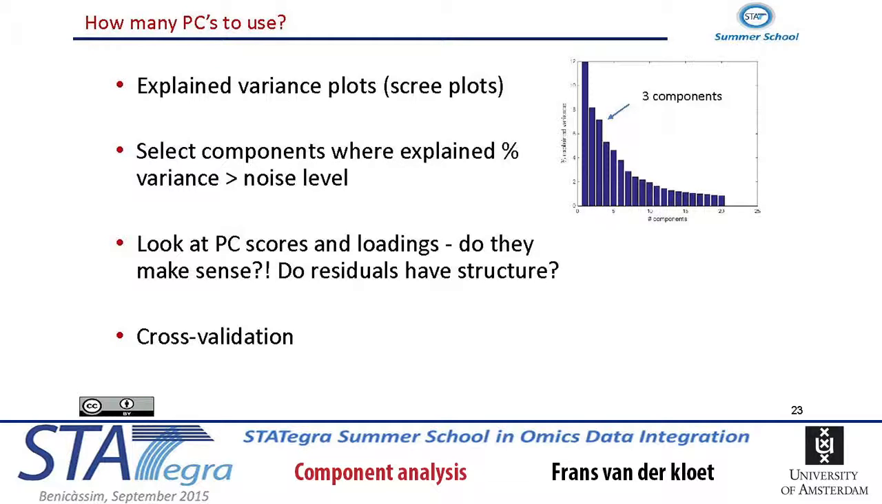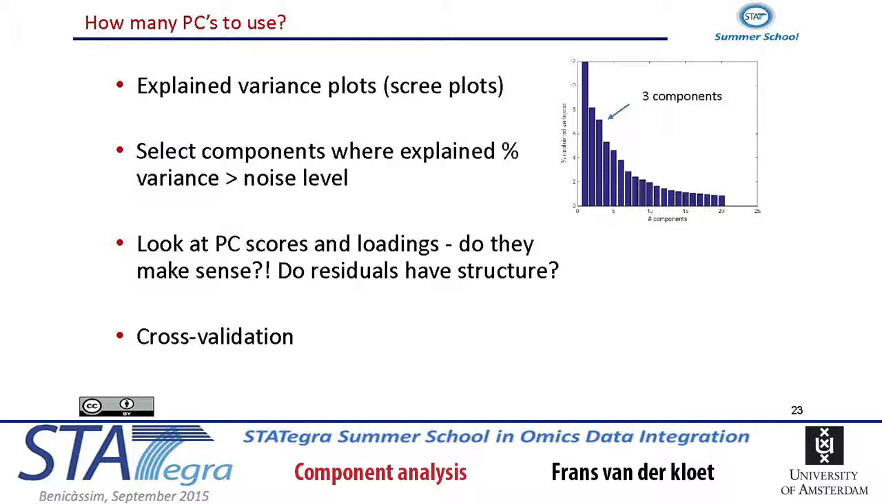Then there's another issue, which is how many PCs or principal components to use if we want to do a PCA. You can use variance plots, like scree plots. You can see how much variation every component explains, and then it becomes tricky because there's almost no clear rule how many you would select. In this case I would select 3 because this drop is one of the highest, and then you can go down.